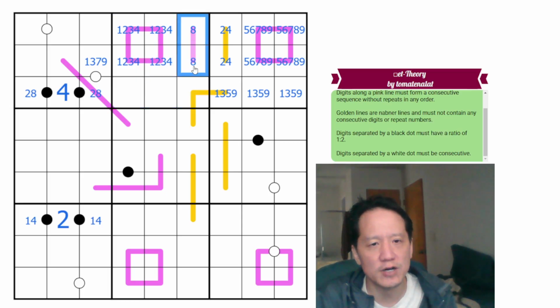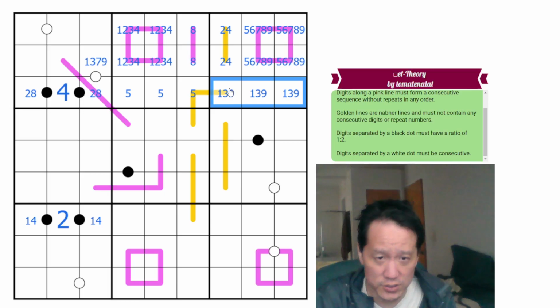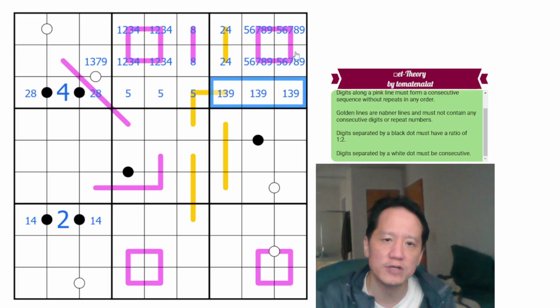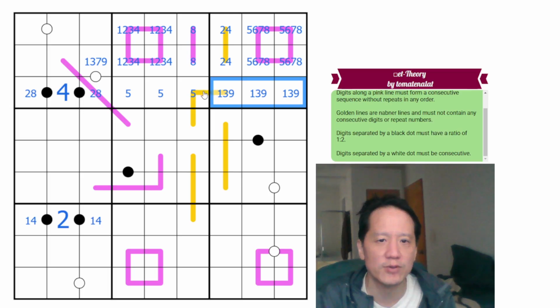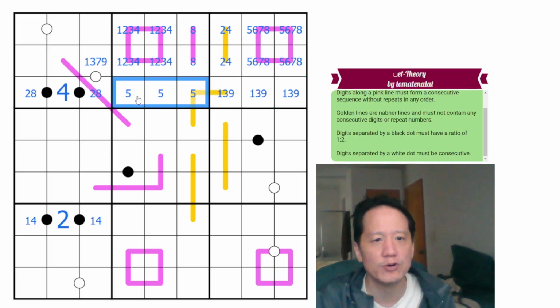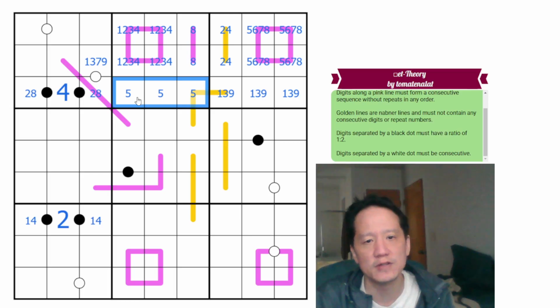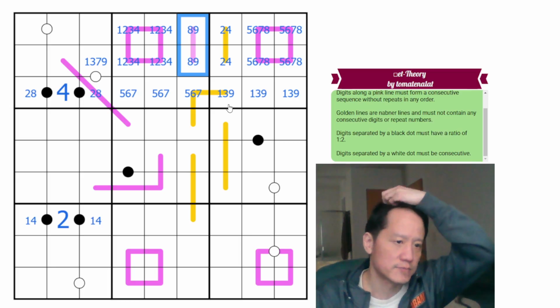5 can no longer be on any of these Renbans. So this must be a 5, which means this cannot be 5. So this is now a 1, 3, 9 triplet, which eliminates 1, 3, and 9 from the rest of the box. So this can't be 9. And it also eliminates 1, 3, 9 from the rest of the row. So this can't be 1, 3, or 9. So this has to be specifically 5, 6, and 7, which makes this 8 and 9.